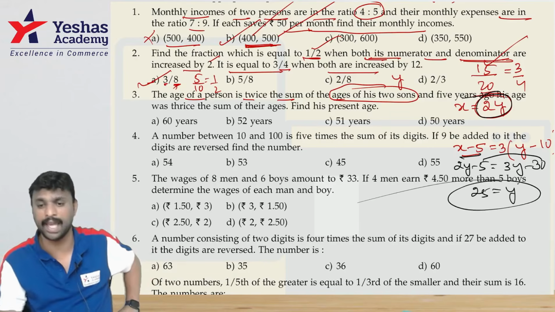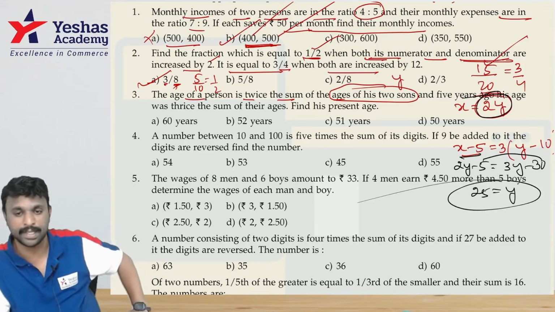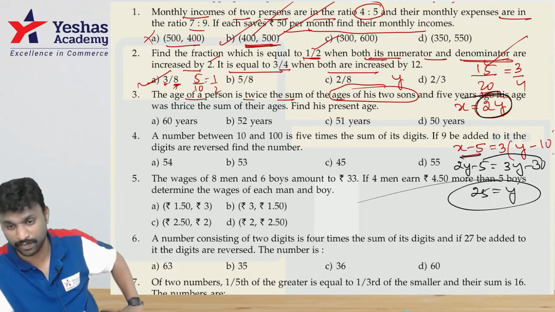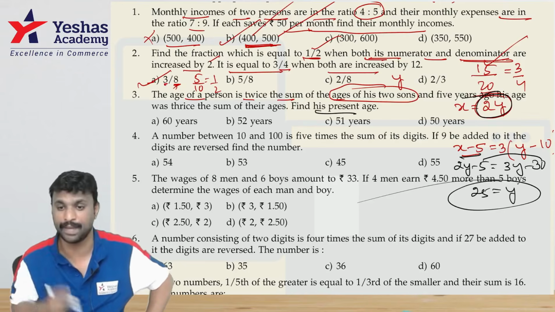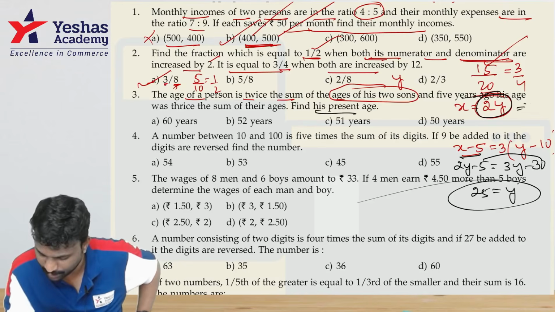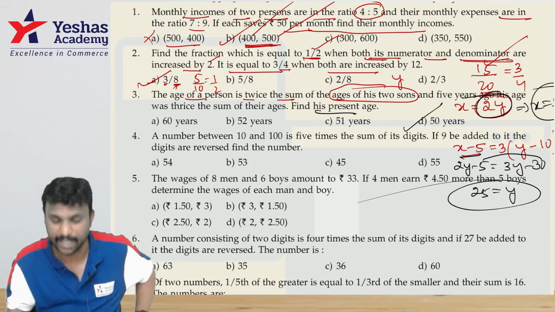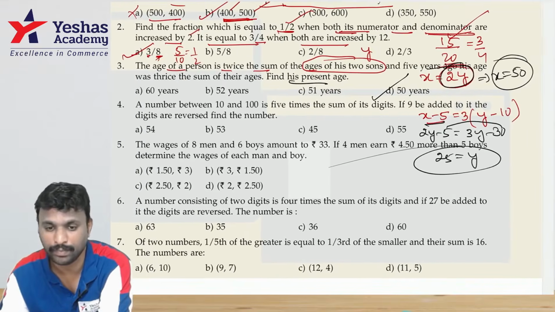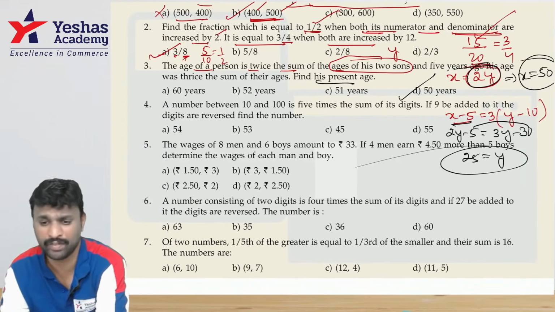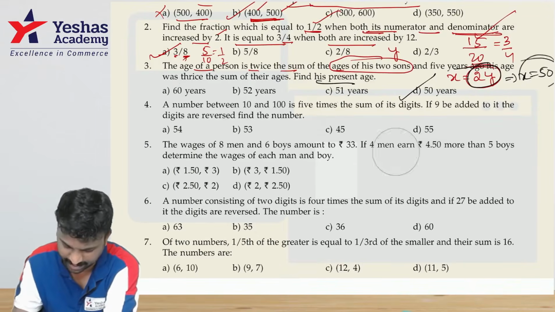So the present sum of the ages of the two sons is 25. But they're asking his present age. That means x value. Guys, what is x value now? X value is 2 into 25 is 50. So option D is the right answer. Have you all understood? Right. Such questions we have done in the class, regular class, isn't it?